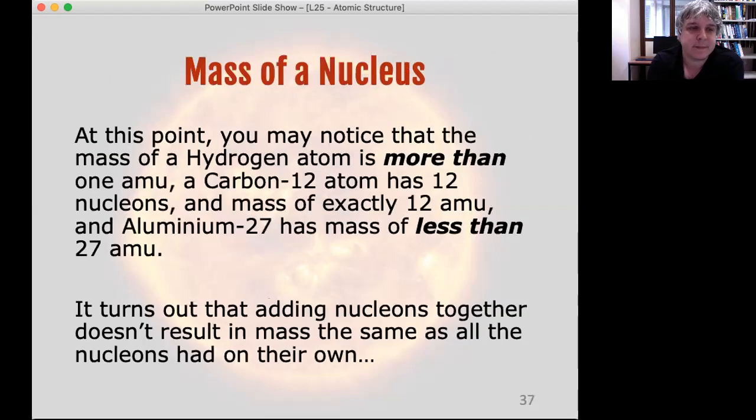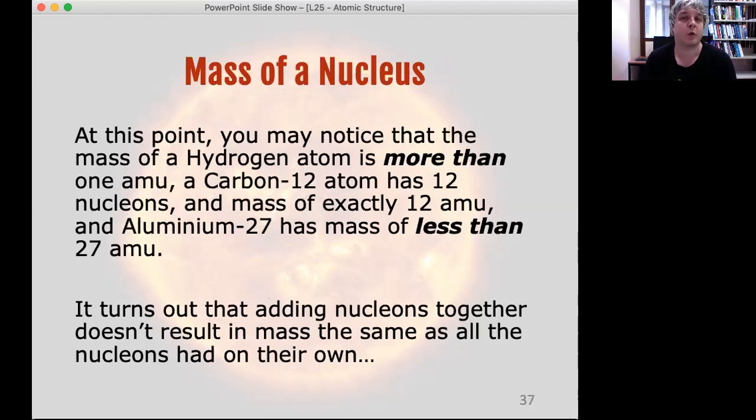So what's going on there? It turns out that adding nucleons together does not result in the mass being the same as the mass of all the separate nucleons added together. And that's something that we're used to in our everyday life. If you take 1 kilogram of something, you add another kilogram of something, you're going to get exactly 2 kilograms of something. That's what we're used to in everyday life.